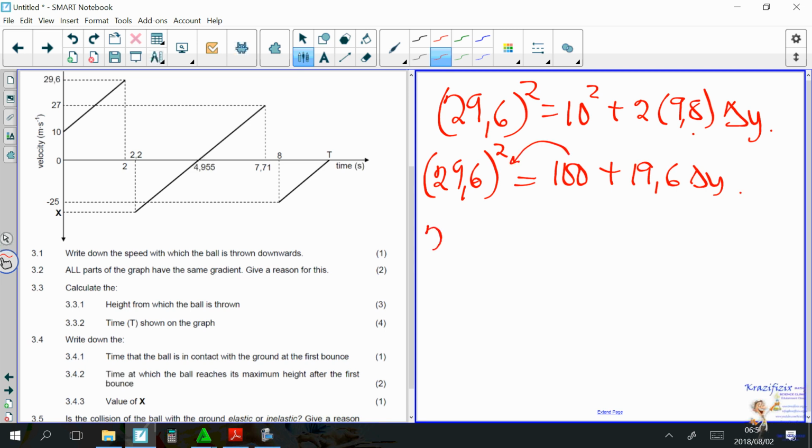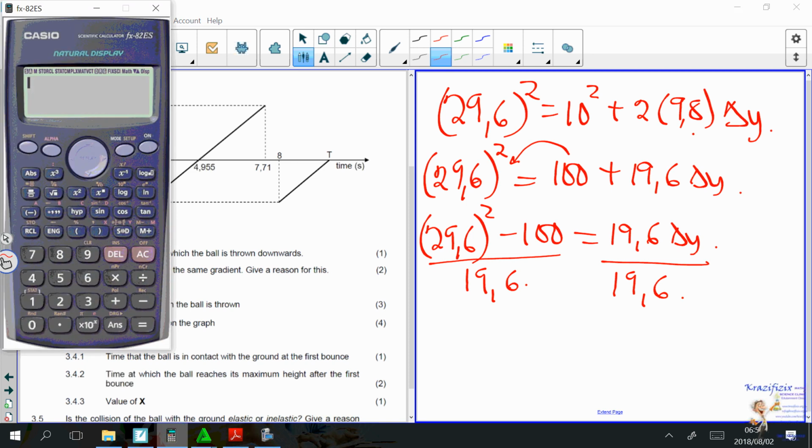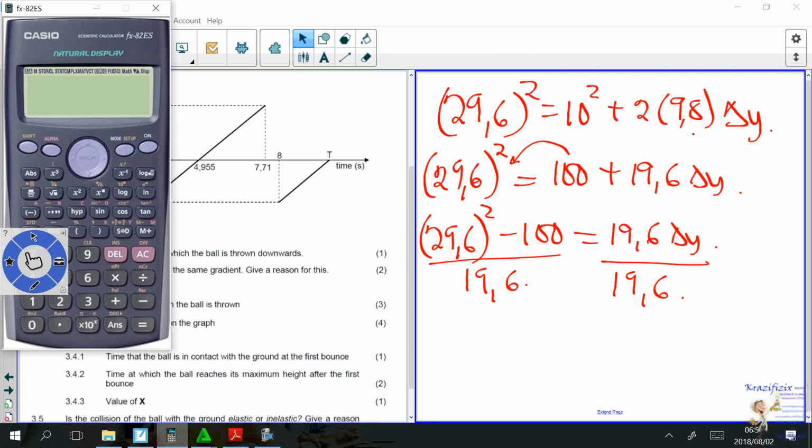Now we bring this here. It becomes 29,6 squared minus 100 equals 19,6 delta y. If you solve this now, please solve and do the maths. All right, what are you going to have? Let's jump. Can we divide both sides by 19,6? Now, if you do the calculation very well, I hope my calculator is showing on the screen there. All right, I should now have what?